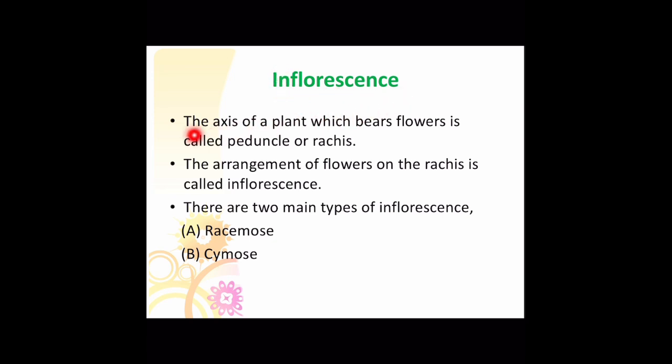Inflorescence. The axis of a plant which bears flowers is called peduncle or rachis. The arrangement of flowers on the rachis is called inflorescence. There are two main types of inflorescence: A. racemose, B. cymose.